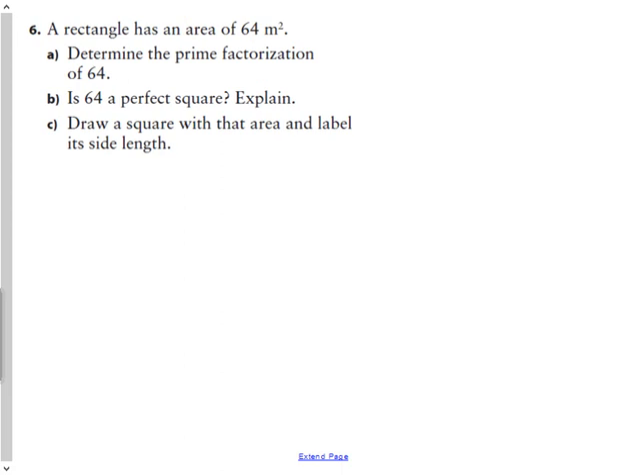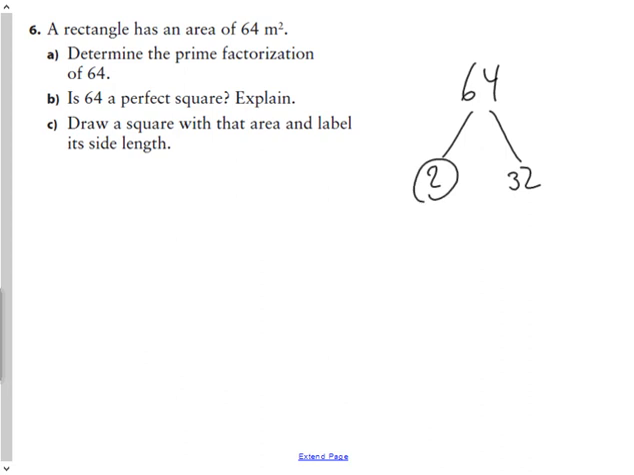Question 6 says a rectangle has an area of 64. Determine the prime factorization of 64. So I'm going to do that first. You could go 8 and 8, but I'm going to go 2 and 32.